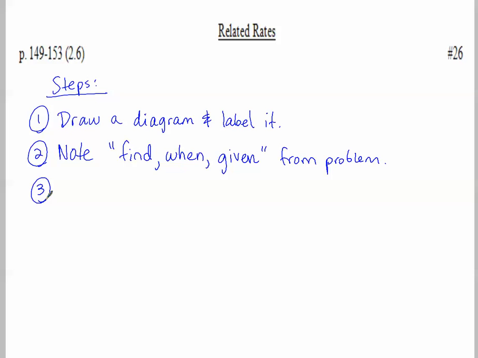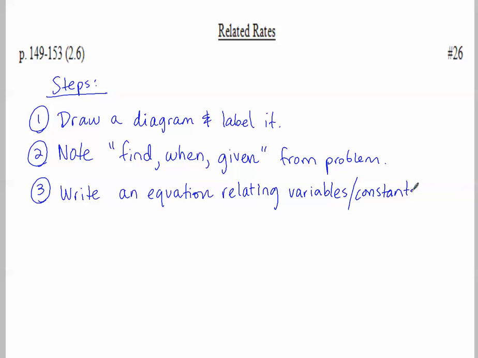Then we have to figure out how we are going to put that information together. So we are going to write an equation relating those things that we just wrote down. Find an equation relating the variables you chose to assign, and the constants, things that aren't changing from the previous step.